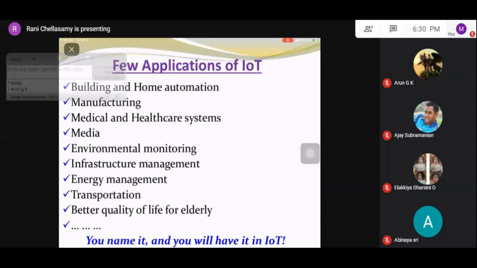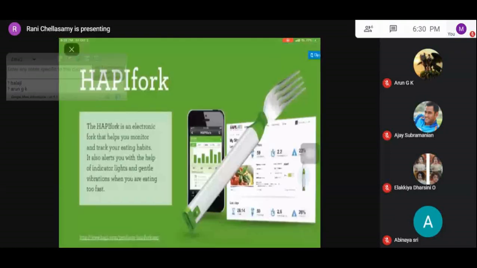We'll see some more. In addition to that, in this picture you can see the fork. This fork, termed the Happy Fork, is an electronic fork that helps you monitor and track the eating habits of persons. It alerts people with the help of indicating lights; the light will be on or off, and gentle vibrations will be there. When you eat too fast, it will indicate by lighting. So it analyzes, monitors and tracks your eating habits, and this is one application.